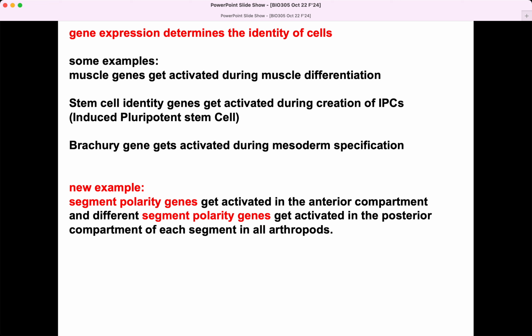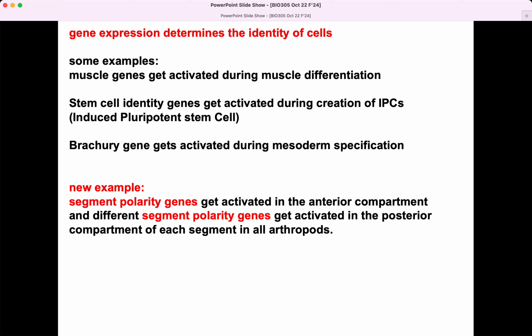So remember when we talked about muscles at the start of our course, we were trying to emphasize that they're muscles because they express muscle genes. Our brain cells express brain genes. All the cells have all the genes, but they express different sets of genes, and that defines the cell. So we talked about that with muscles. You know what muscles are, and they're muscles because they express muscle genes, and we know how those get activated. So then we also talked some about stem cell identity genes. Those are the Yamanaka factors, and they're transcription factors. They're going to activate genes that are required to be a stem cell.